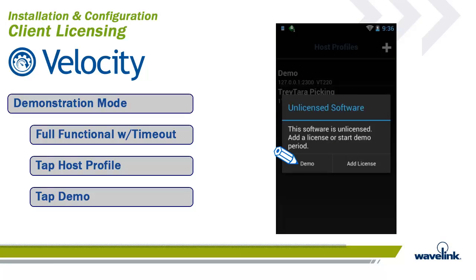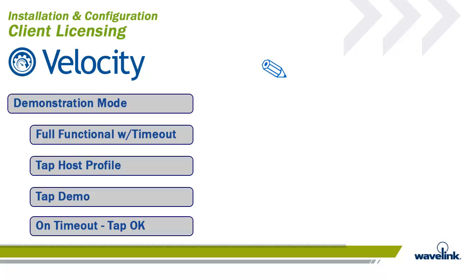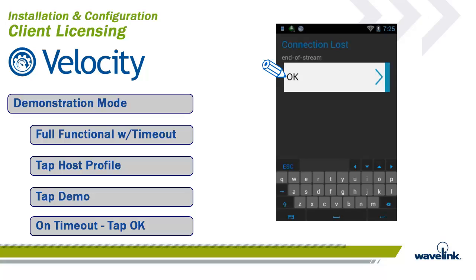This window only appears on the device that lacks a valid license key. Tap on demo. The Velocity client will now work in full production mode for up to 30 minutes. When the time limit has been exceeded, the connection lost window will appear. You will have to tap on OK to leave the host connection.